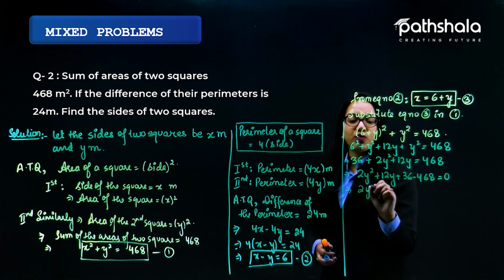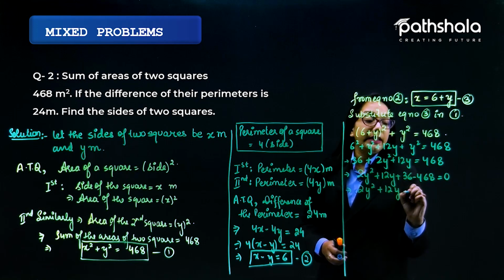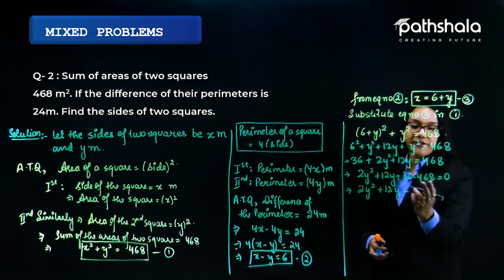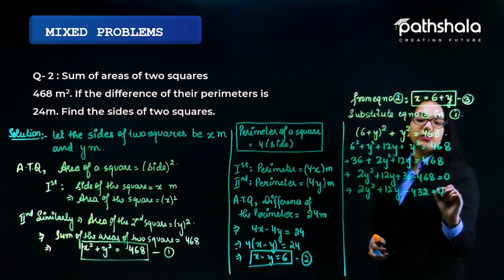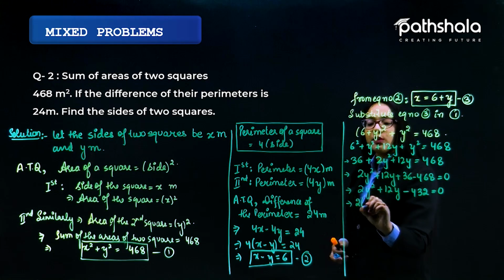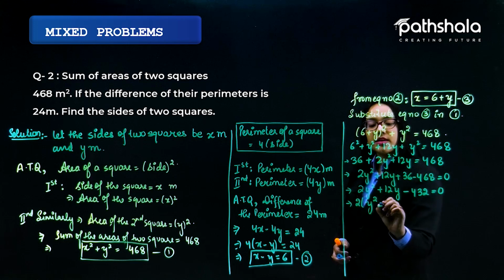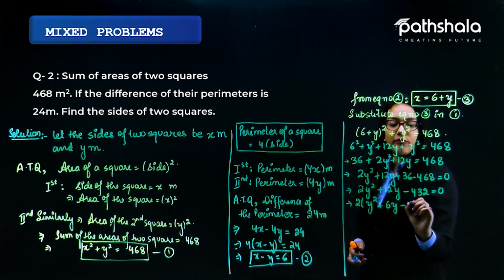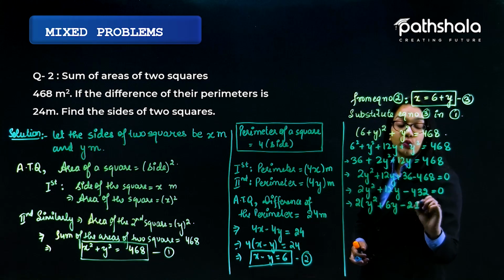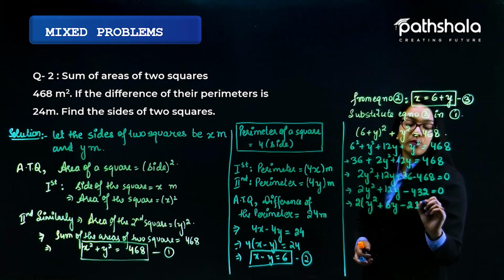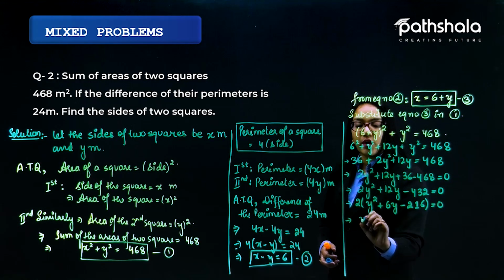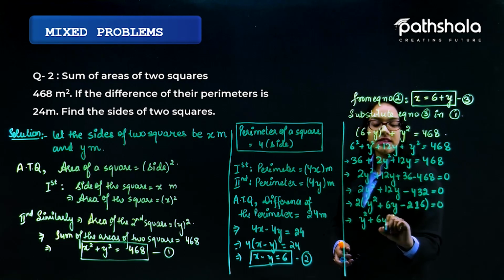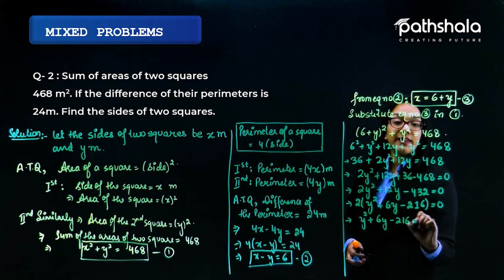Moreover, we can write it as 2y square plus 12y minus, let's take the difference between these two, 432, which is equal to 0. Let's take 2 common out of it. If we take 2 common, we will have y square plus 6y minus 216 equal to 0. So we have the quadratic equation y square plus 6y minus 216 is equal to 0.